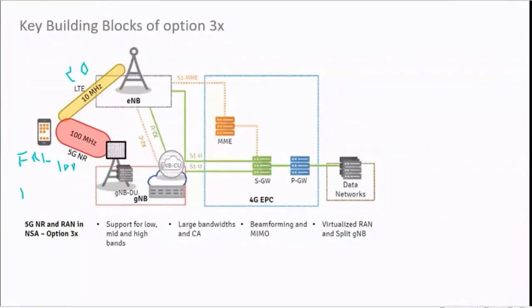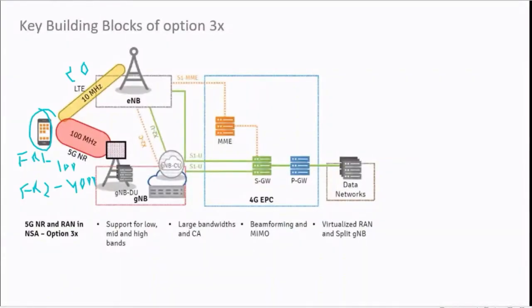And for FR2, our maximum bandwidth can go, in most cases, to 400 megahertz, right? So with the help of LTE, we can improve our coverage, we can have ubiquitous coverage. But with the help of 5G, we can improve our data rate. So the UE can be connected to both LTE and 5G, and so coverage will be improved as well as data rate, right?